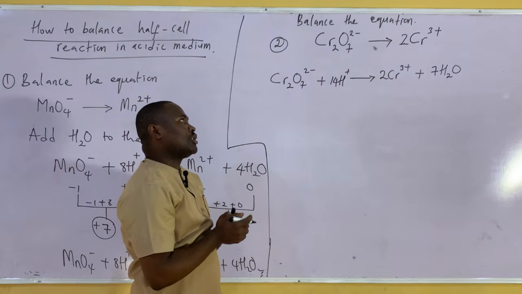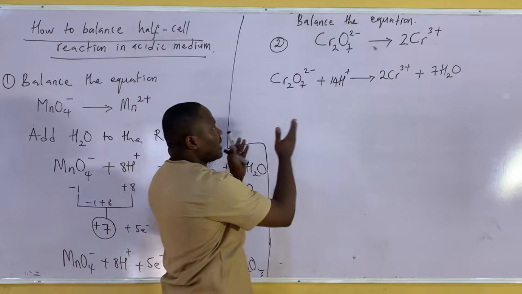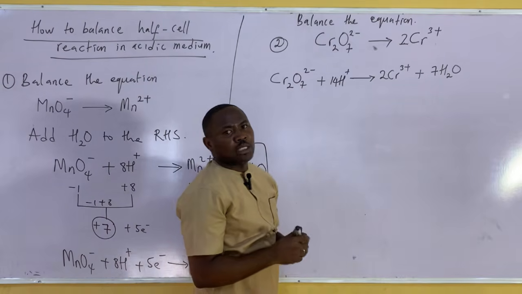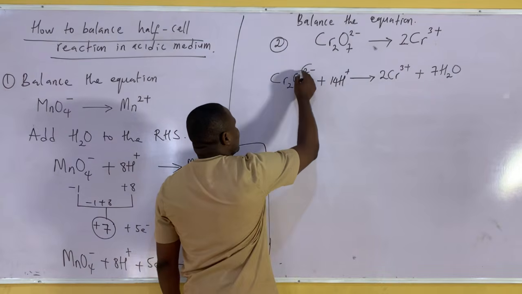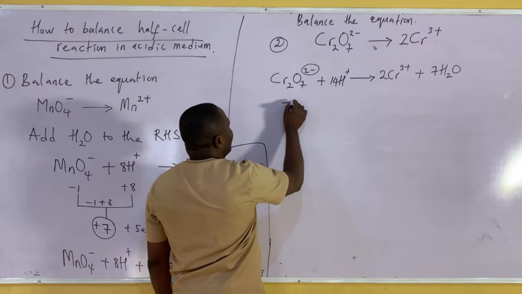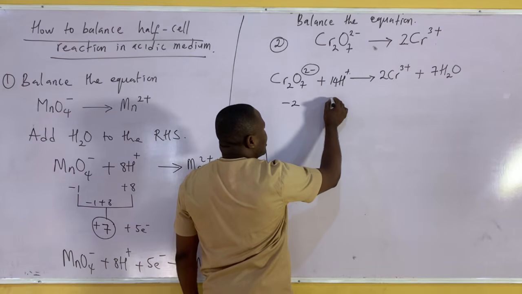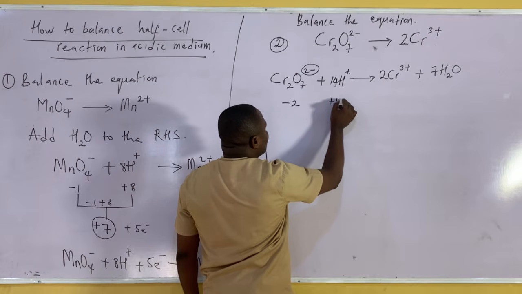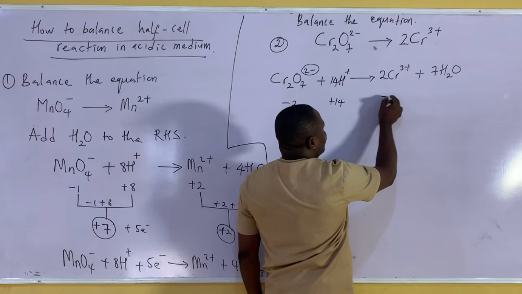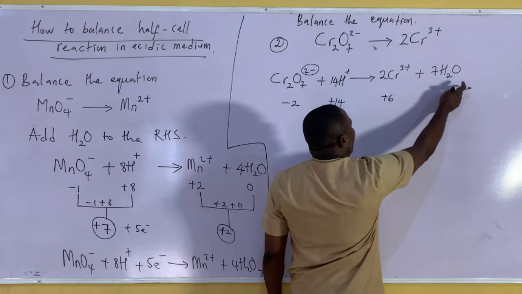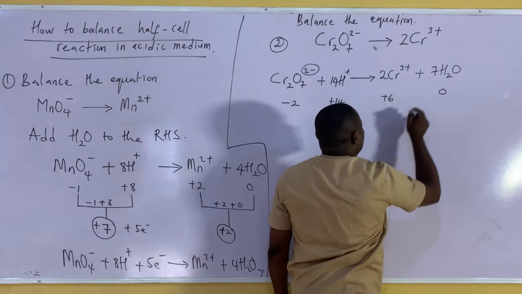Now, the challenge is to see the total number of charges at our reactant side and also at our product side. So everything here equals -2. So I have -2 on this side, plus 1 times 14 is plus 14. Then what about this side? I have plus 3 times 2, which is plus 6. Then water: the oxidation number of water is 0. 7 times 0 is 0.